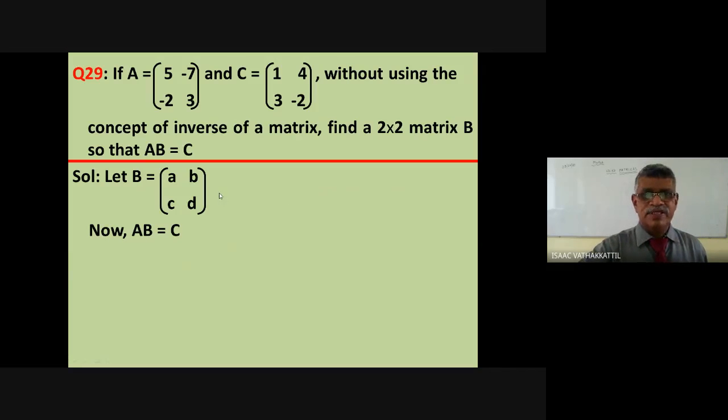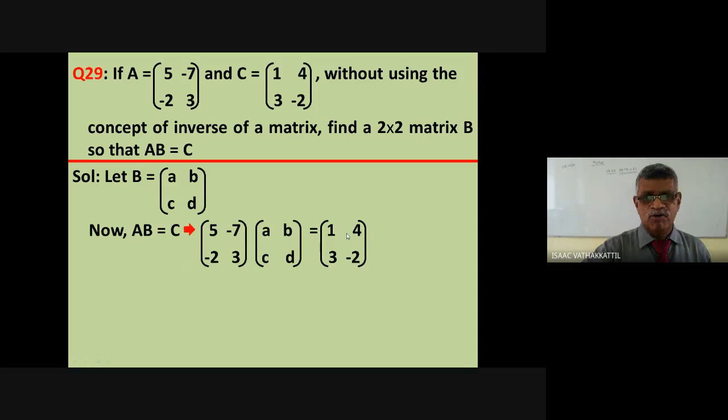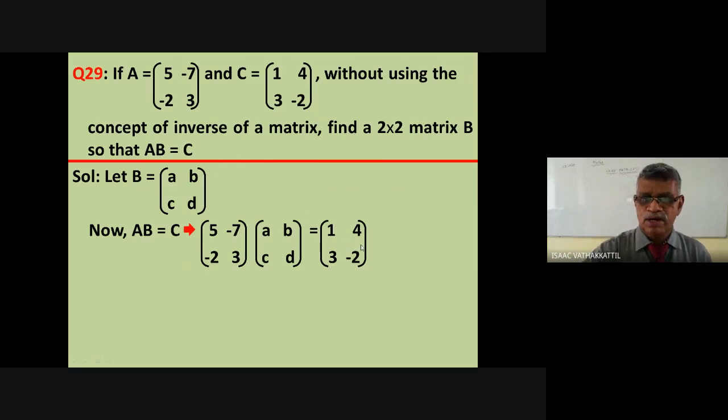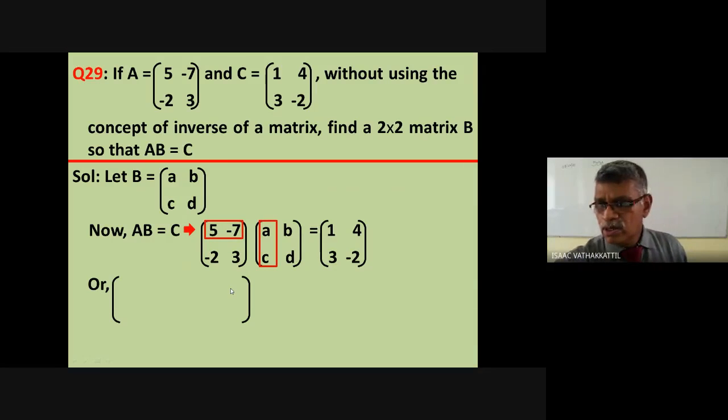Now, we are given with AB equal to C. A is 5 minus 7 minus 2, 3. B is a, b, c, d. When they multiply, you are going to get 1, 4, 3, minus 2. Okay? What about now the product? What about the product?